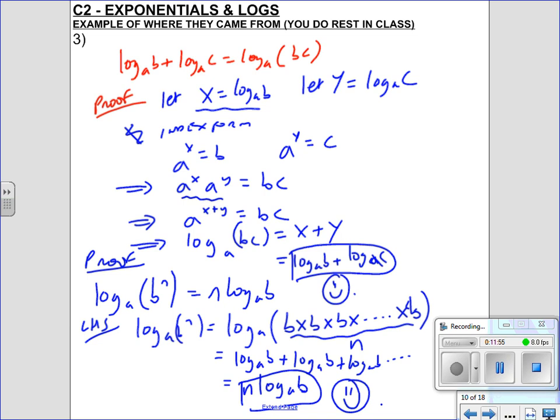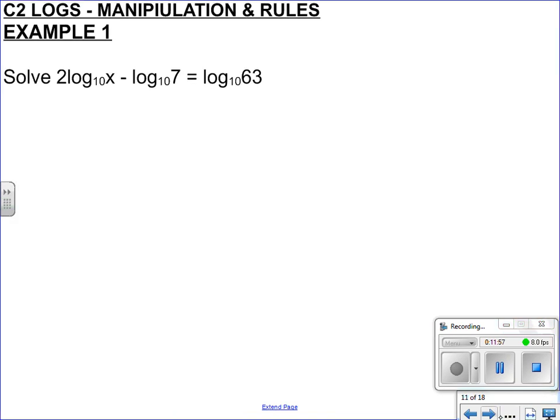You see? Number 5 is pretty easy once you've done the other one. Let's do a couple of solves then. How can we actually use this to solve equations? So here's my equation. I want to try and find out what x is, and I'm going to use my rules in order to do it.